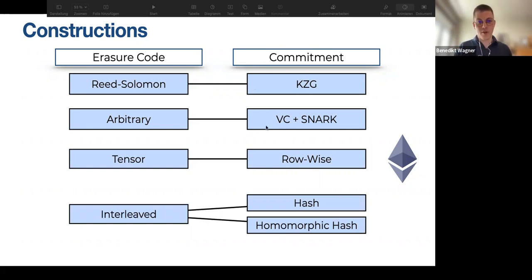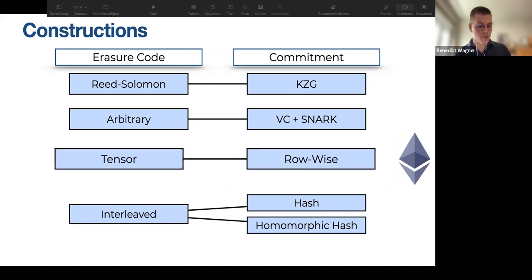Motivated by the fact that all of these constructions rely on a trusted setup, at least the Ethereum one and the Reed-Solomon one, we ask the question: can you construct this without a trusted setup and ideally from minimal assumptions such as just using hash functions? And we came up with two constructions, one based on hash functions, one based on homomorphic hash functions, and I will show you one of them later. Okay, but now let's look at this tensor code construction, the construction used by Ethereum right now.